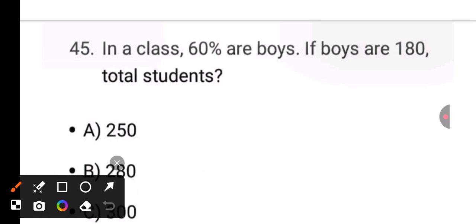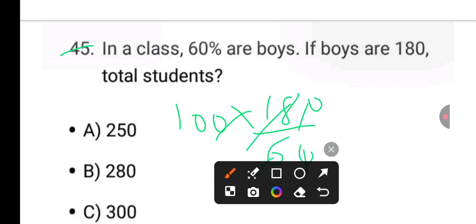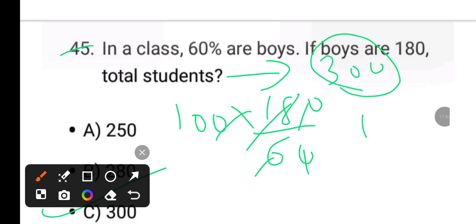Next, in a class 60% are boys. If boys are 180, then total students is always 100%. It is 180 divided by 60, which is 300. 300 is the answer. 300 is your total strength. In that, 180 are boys. Then what is the number of girls? 120. 120 are girls.